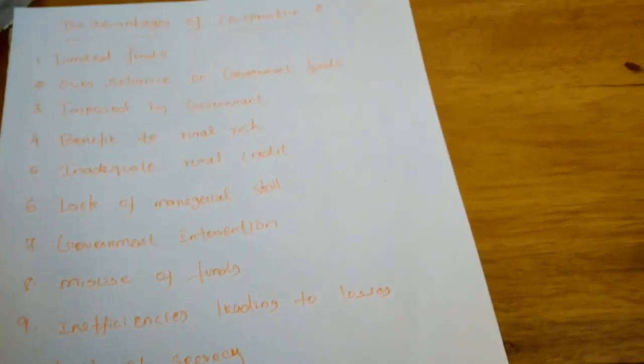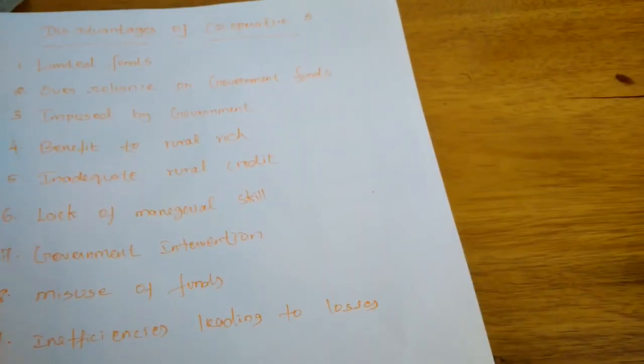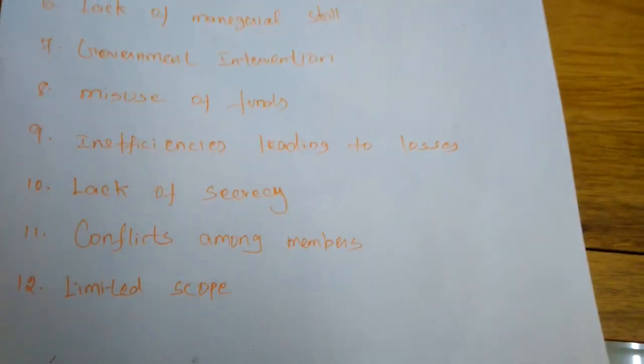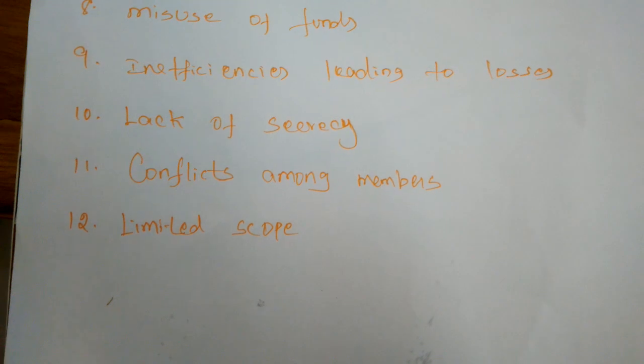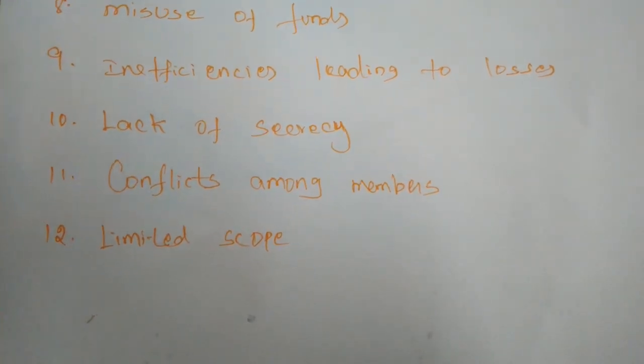So today we have studied the disadvantages of cooperatives. Here also there are 12 points, and you can take the same as your study portions.